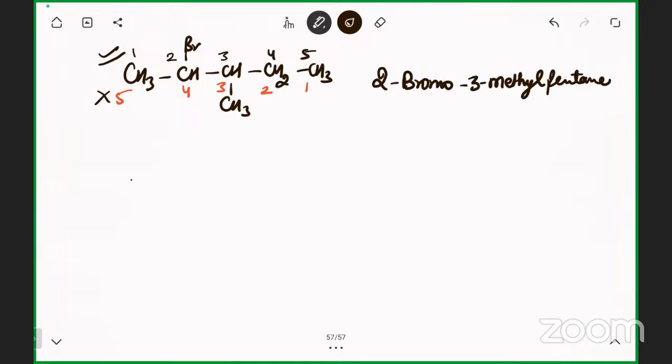Okay, so one more example I want to take. CH3, CH, then we'll go for the Cl, then CH2, then CH, then single bond CH3, then CH3. Now tell me.